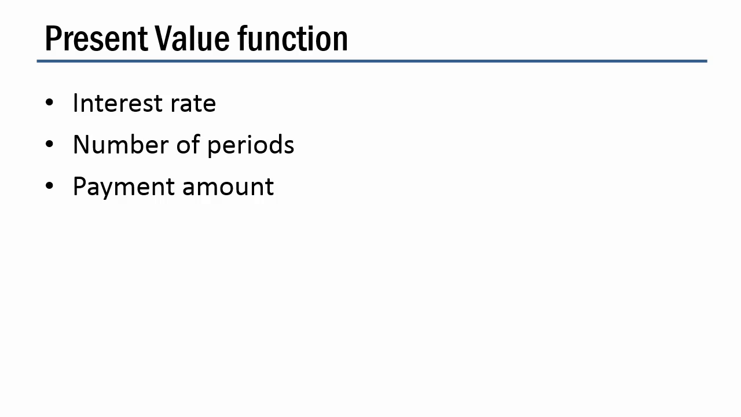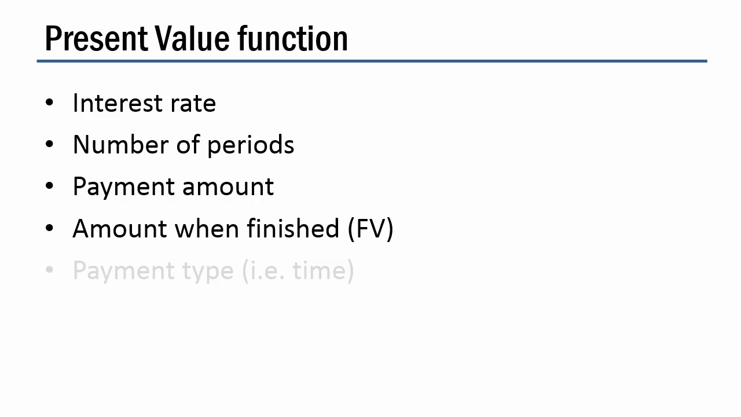Let's take a look at the two optional arguments. One of them is, what is the amount when all is said and done, when the whole thing is finished? And that's the future value. By default, that's zero. So it'll be zero if you don't specify anything. And that kind of makes sense, because once everything is paid out, well, it's paid out and you're done and the value is zero. And the second optional argument is what's called the payment type.